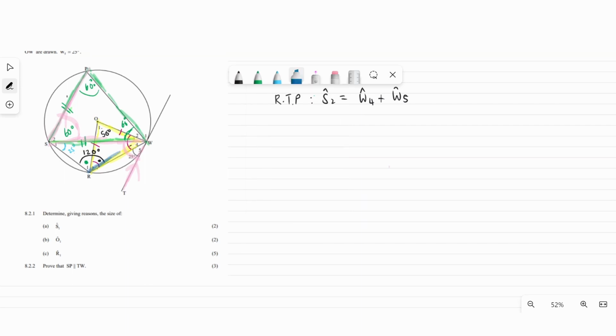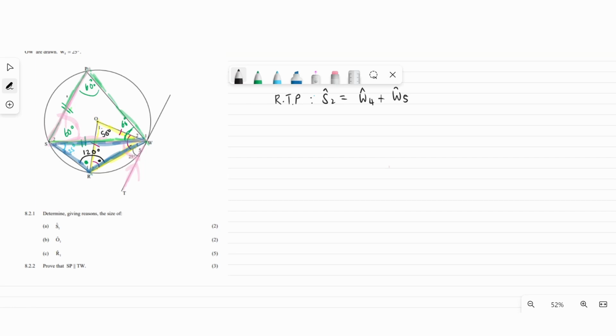If I draw a triangle, do you see the triangle that contains W4 is this one, the one in blue and dark blue? We have this angle, which is S1, and we have R. And here, the only remaining angle is W4. So if we find the sum of angles of that, we can find W4. So let's do that.